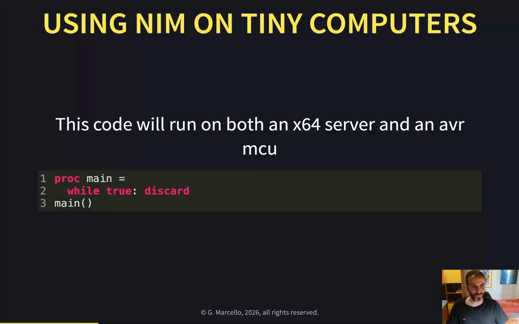So let's go onto using Nim on tiny computers, and this example that is on the screen right now is actually the first program that I attempted to write for an ATmega328P, which is the microcontroller that mounts on the Arduino Uno, probably the most famous board with a microcontroller on it ever. And the cool thing is that this program will run on an x64 server, on an MCU, on an ARM machine, and the only thing that you will have to change is a little bit of configuration.